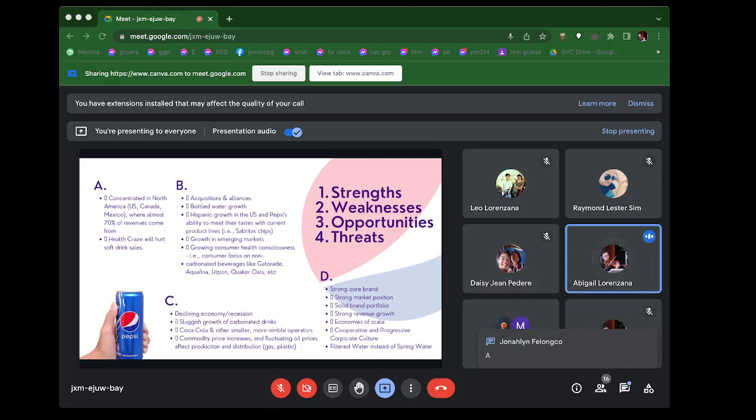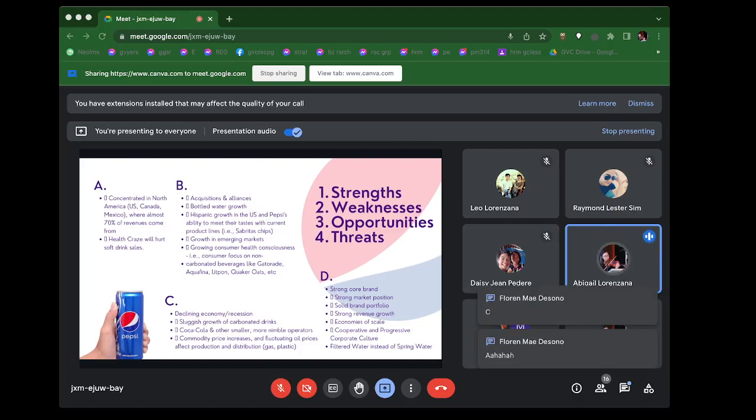What are opportunities and threats? Those are external factors, things that you cannot control. And strengths and weaknesses are internal factors, things that you can control. So what's the answer? Is it C or A? Yes, it's A. That's a weakness kasi they can control it eh.